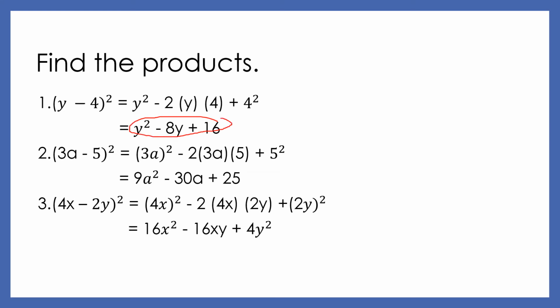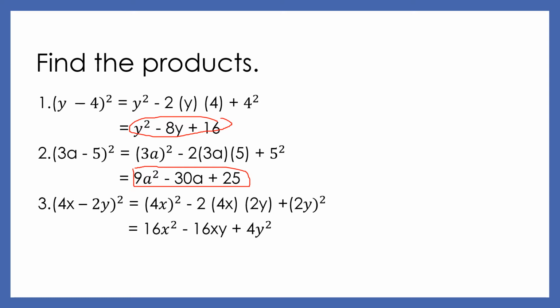Then in (3a - 5) squared, we square the first term and then multiply 3a times 5 times 2 and then square the last term. So we have 9a squared because 3 times 3 equals 9. And then 3 times 5, 15 times 2, 30. Then 5 squared is 25. So the final answer is 9a squared minus 30a plus 25.